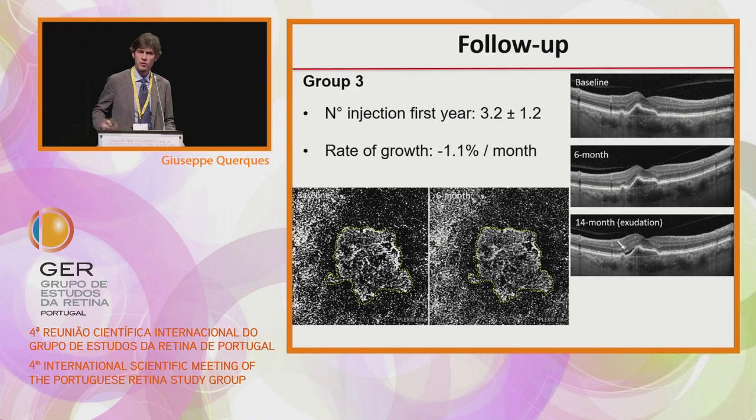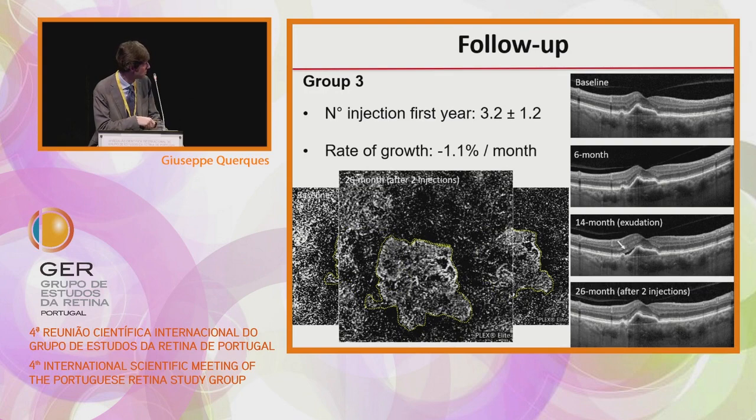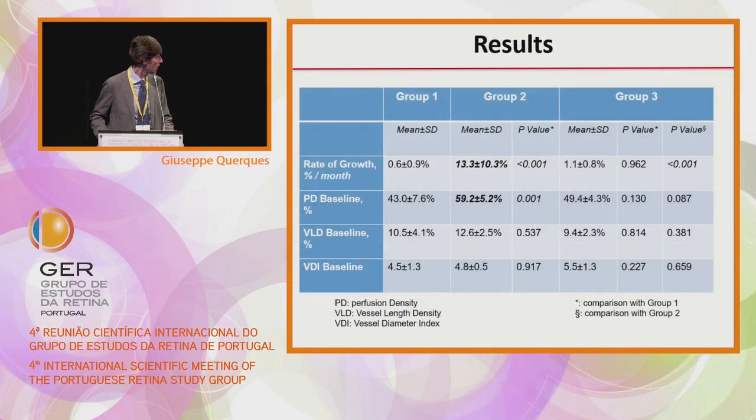Probably anti-VEGF is much more effective, and you also need many fewer injections during the first year. So half the number of injections needed for a simple non-exudative CNV. Okay? And you can see there's no growth, and this is minimal exudation, so they are really different from group 2.